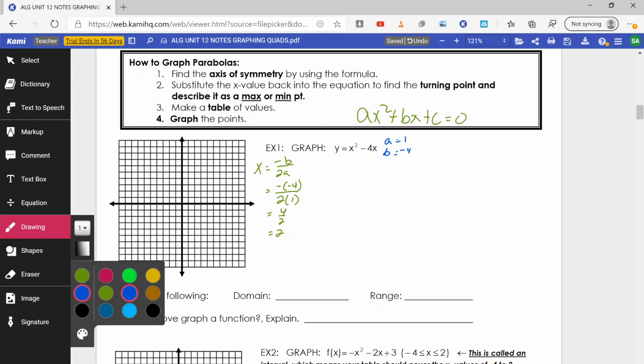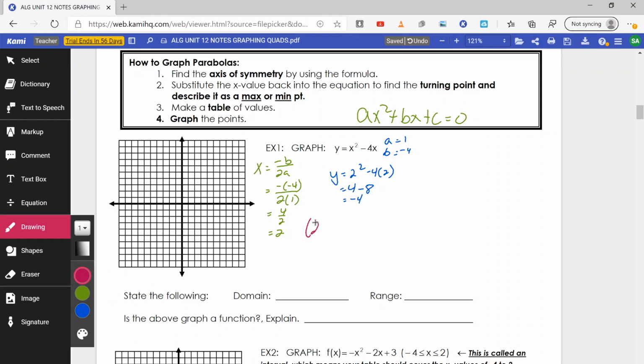Now we have to figure out the y value. I'm going to plug the value of 2 into my equation. So y equals 2 squared minus 4 times 2. We end up with 4 minus 8, which gives me negative 4. So my turning point is the point (2, negative 4). I go right 2 and down 1, 2, 3, 4. So there is my turning point.